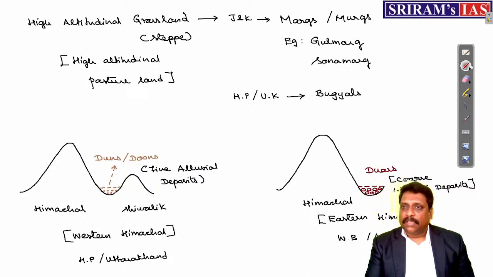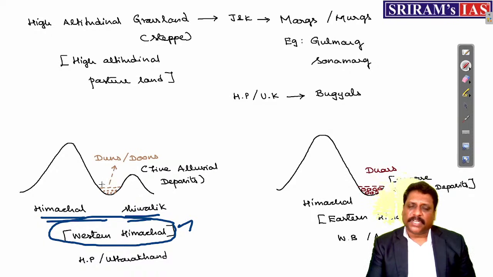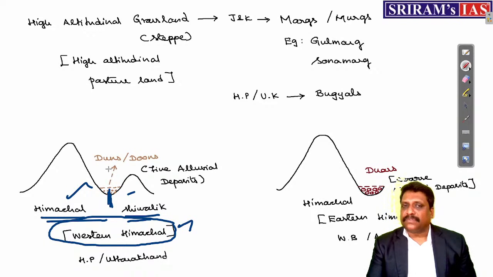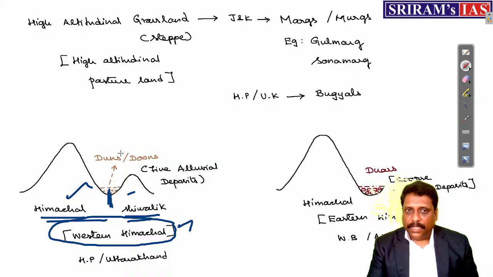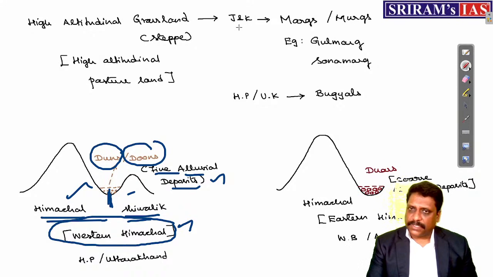important. If you're there in the Western Himachal region, exactly between Himachal and Shivalik ranges, right? Exactly between them, my dear friends, you have Piedmont deposits. You call them as what? Dunes. Dunes are known for what? Fine alluvial deposits. It's known for fine alluvial deposits.